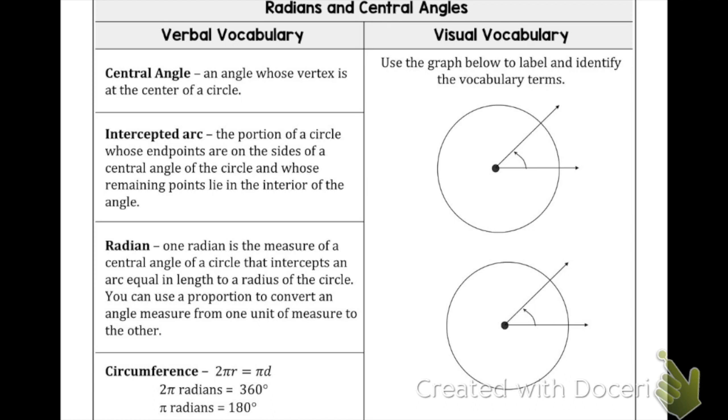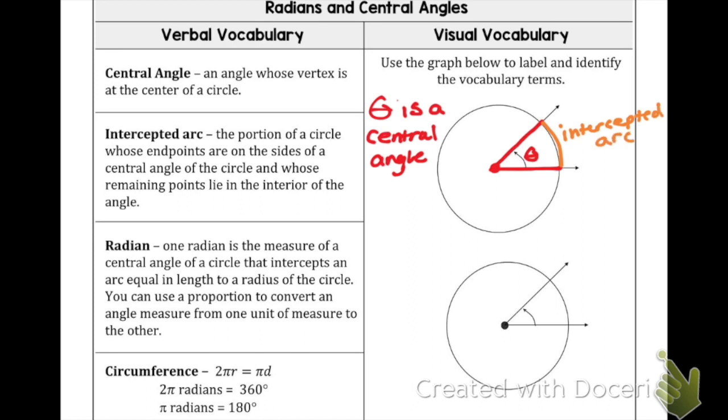So a central angle, if you remember from your geometry days, is an angle created with the vertex being at the center. So theta is a central angle. And then the intercepted arc is the arc that is created by the endpoints of that central angle. So here is my intercepted arc. Sometimes we use a lowercase s to represent our intercepted arc.